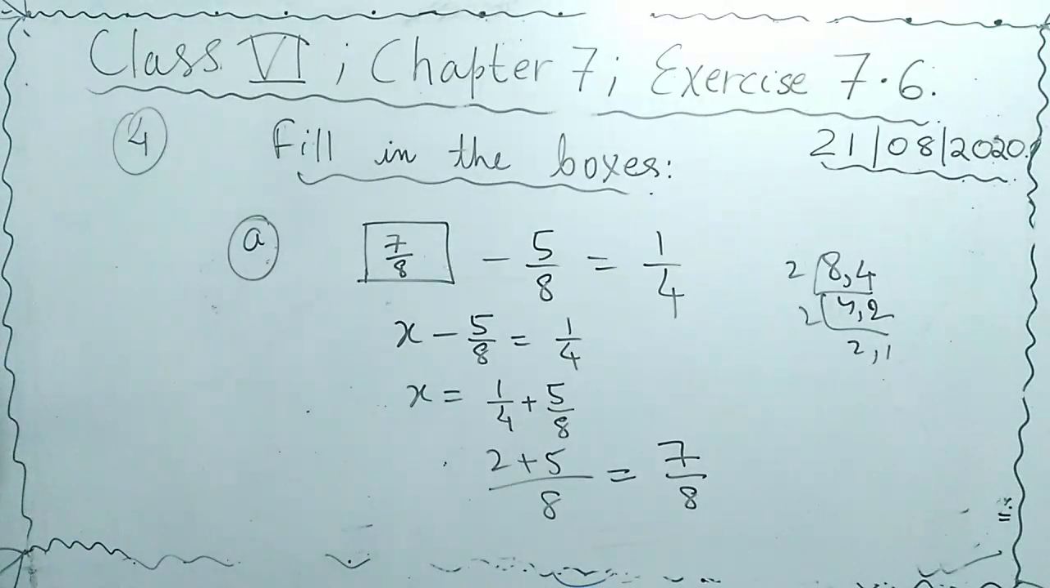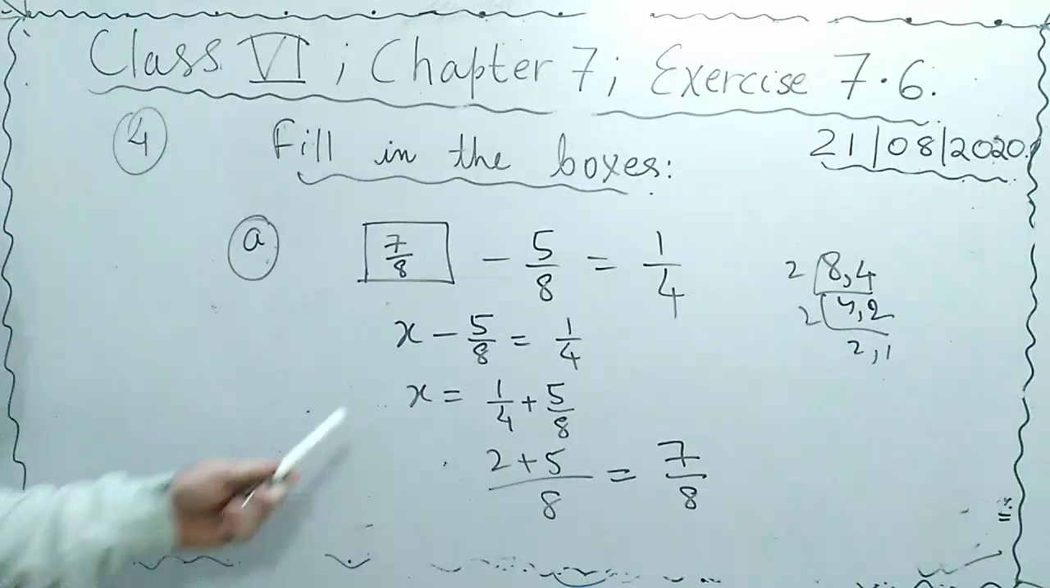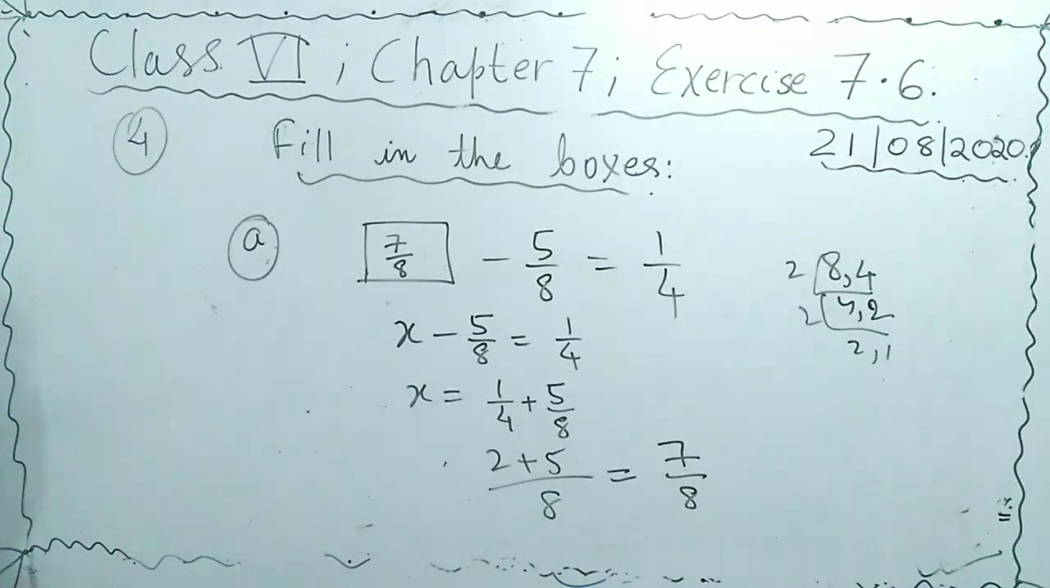Those who have not understood this, if you will see question number B, you will understand. Whichever number will not be known to us, we'll consider this as x, and rest of the numbers we will take to the other side. We will do the required addition or subtraction to get the unknown value.